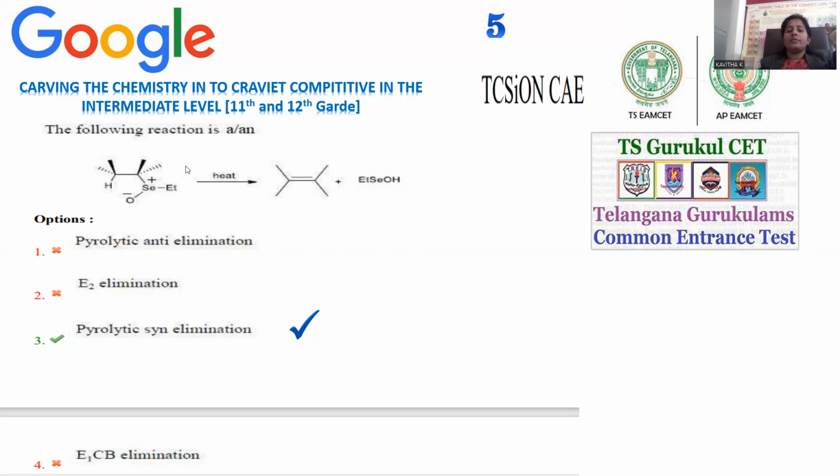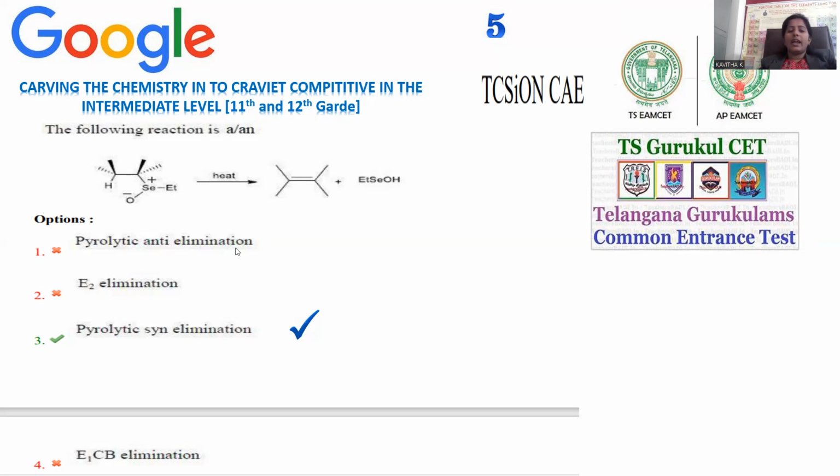Upon heating, most favorably they will participate in an elimination reaction in a suitable way, so that there is formation of a double bond. A double bond is generated, and selenium, EtOH, here H, here O minus, is entirely eliminated as ethyl selenium hydroxide. So here the final product has a double bond. This is the chemical reaction they provided. We have to assign a suitable name for this reaction.